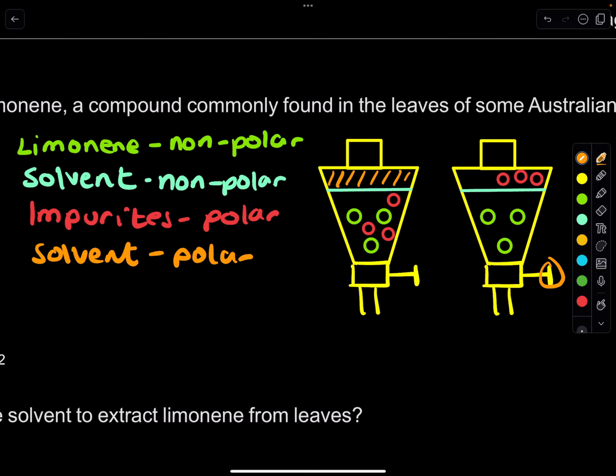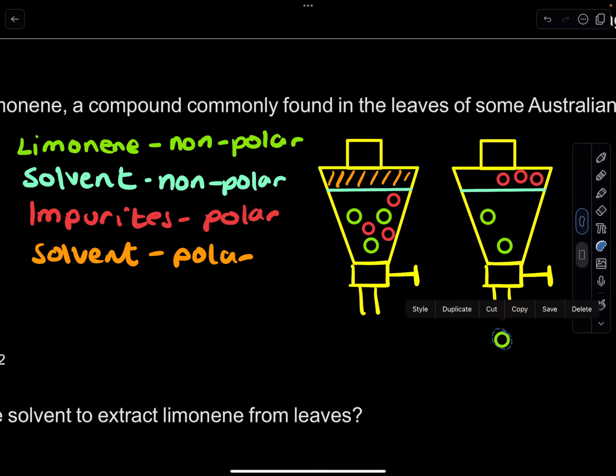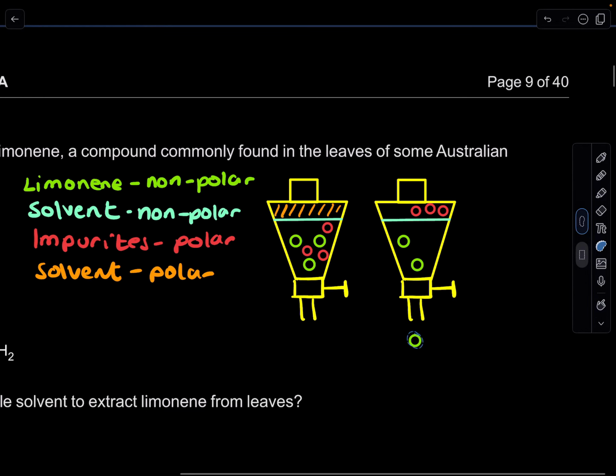And so when we open this funnel, we actually just release our lignin molecules. Now, of course, this is not 100% efficient. You have to do it many times. So that's how you do it.